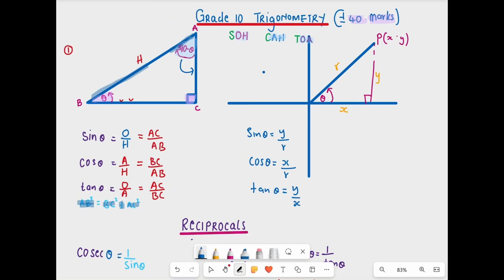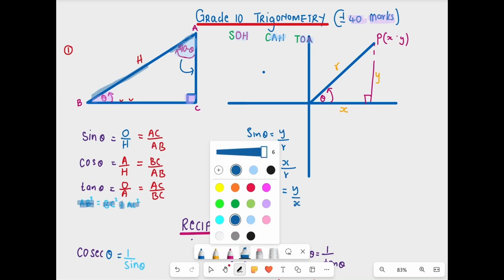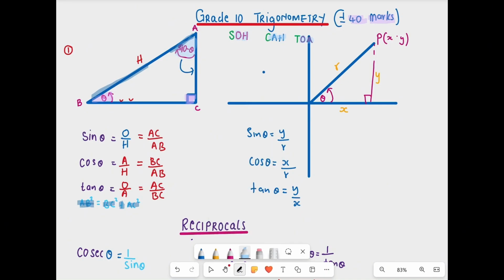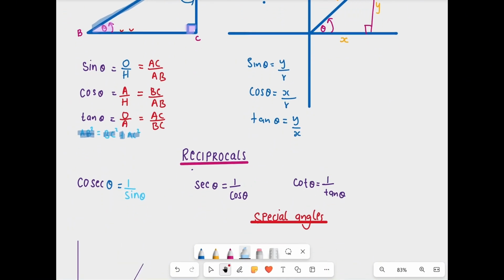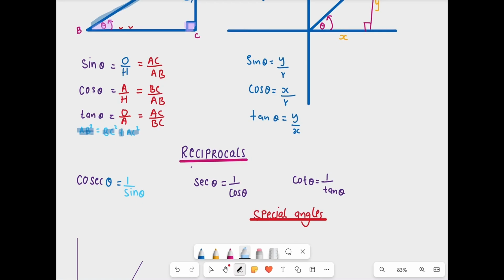And then in grade 10, we also have reciprocals. So you need to know reciprocals as well. So there is the reciprocal of cos, there is the reciprocal of sine, there is also the reciprocal of tan. Now, let me start with the reciprocal of sine. So cosec, we also have cosec in grade 10. Cosec is the reciprocal of sine. So cosec is the same as 1 over sine theta.